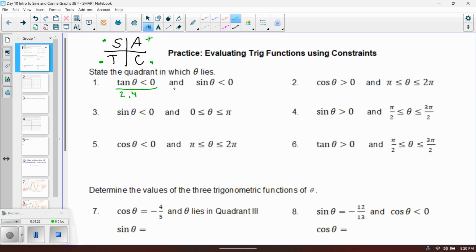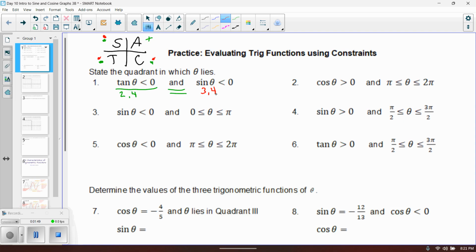But then it also says the sine has to be negative. Well, again, everything is positive in the first quadrant, but then sine is also positive up here in the second quadrant. So sine is going to be negative down here in the third and in the fourth quadrant. So that's 3 and 4.